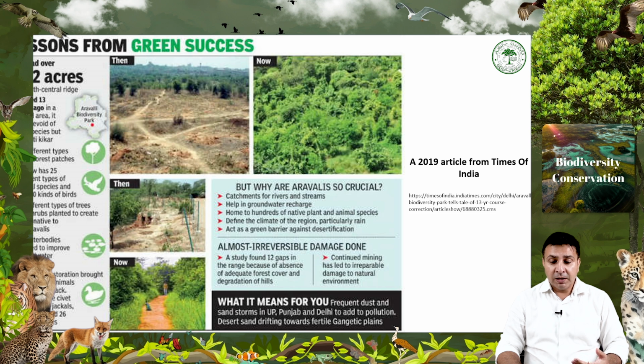This article also highlights that the Aravalli Biodiversity Park is crucial. It's a catchment for the rivers and the streams. It also helps in groundwater recharge. It is also home to native plants and animal species, and it defines the climate of the region, particularly rain. It also acts as a green barrier against desertification.